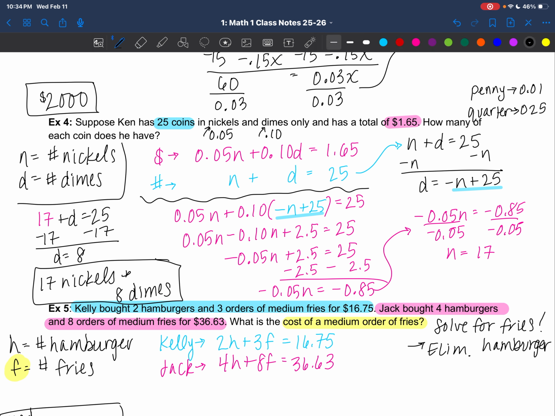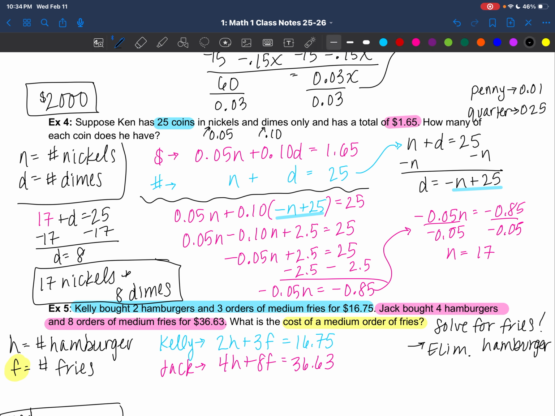There you go. So just make sure you understand the value of the coins, because that's usually where it gets kids mixed up. So Ken has 25 coins in nickels and dimes, and it's a total of $1.65. So we want to know how many of each coin. So we're looking for nickels, we're looking for dimes, so that's what I made my variables. Now you could have made this X and Y, but I thought nickels and dimes would be appropriate.